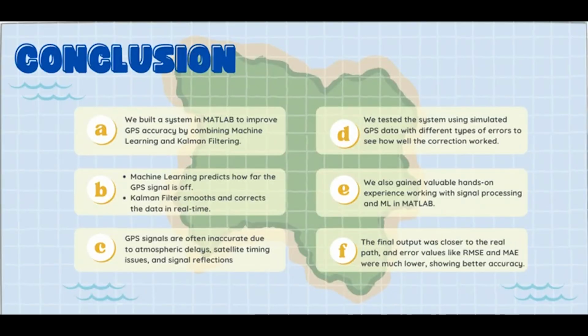This is our conclusion part. Firstly, we built a system in MATLAB to improve GPS accuracy by combining machine learning and Kalman filtering. We used two methods. Firstly, machine learning, which predicts how far the GPS is from the real location. Second, Kalman filtering, which smooths the data and adjusts it in real time.